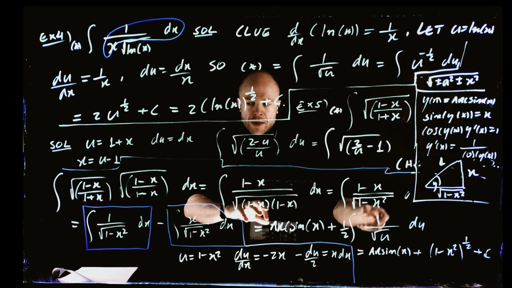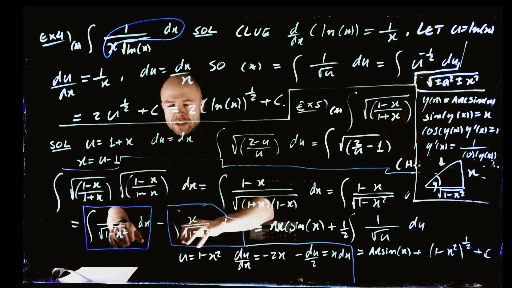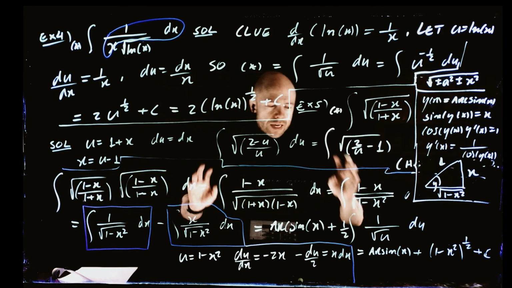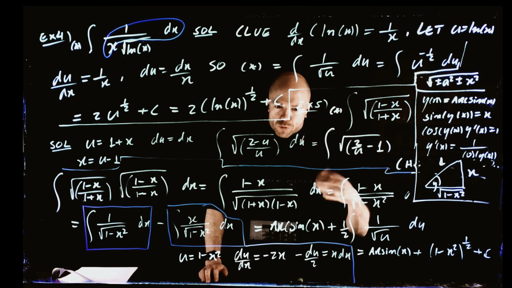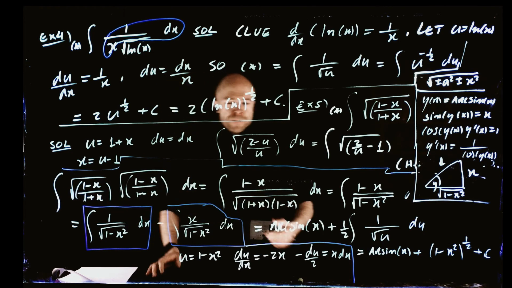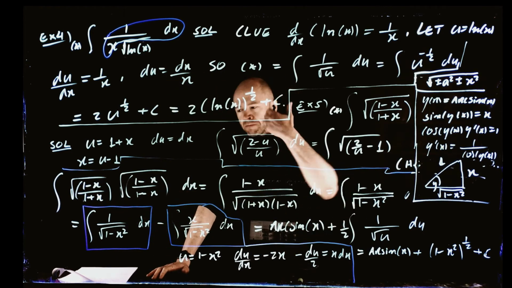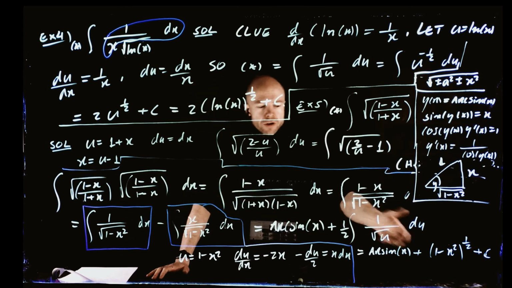And the guess of doing 1 minus x could be made because we could see that would have this structure, and this we would recognize as being in the form of a trig sub. This is indeed progress, but in fact we don't even need to do a trig sub because we know what this is. This is the antiderivative of arc sine.